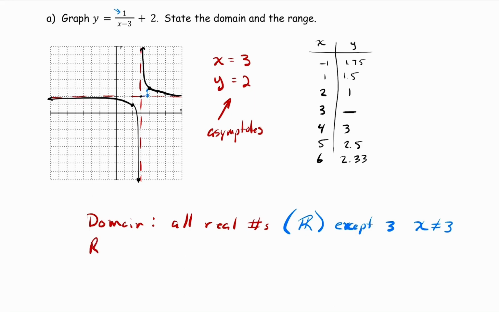And then our range, again, those are the y values we can get out. We can get all real numbers out again. So again, that's the symbol here, all real numbers, except we cannot get 2. There's an asymptote there. y cannot equal 2. So that gives us our basic approach to what we're looking at here. And I think that will cover us for today.